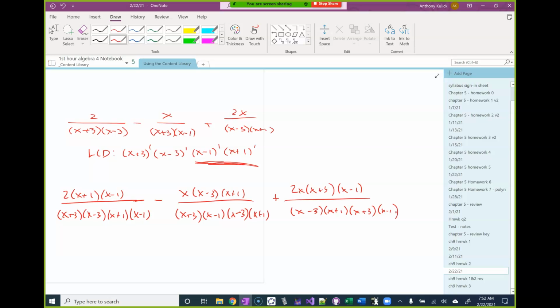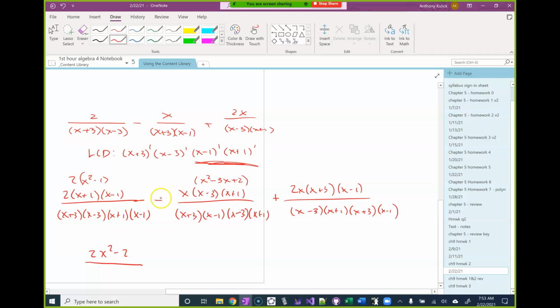All right, so what I need to do next is multiply out the numerators. The denominator doesn't ever really need to get multiplied out, so I'm just going to leave that in factored form. But the numerators I need to multiply out because I need to combine the like terms where possible. So x plus 1 times x minus 1 is just x squared minus 1. And then I still have the 2 up there. And then x minus 3 times x plus 1 is x squared minus 3x plus 2.